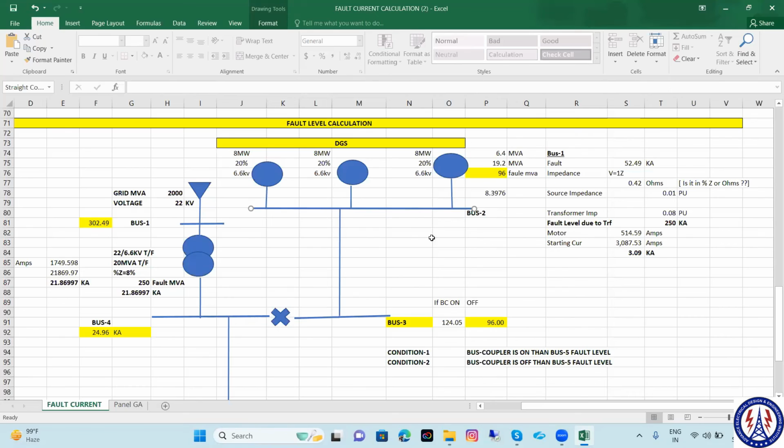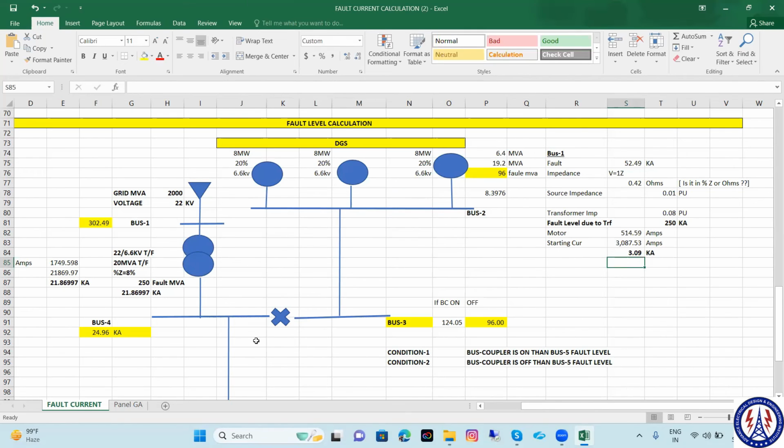See, all the DGs will run in synchronization, so contribution from all the DGs will be added here. So I have done the same here. I have determined the fault current by 1 DG, then multiplied it by 3. Here the same thing I have done.